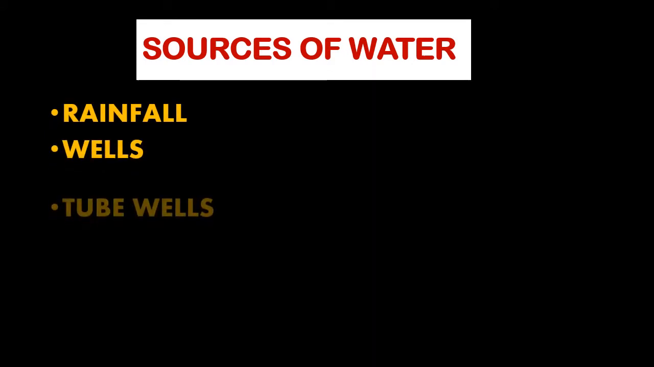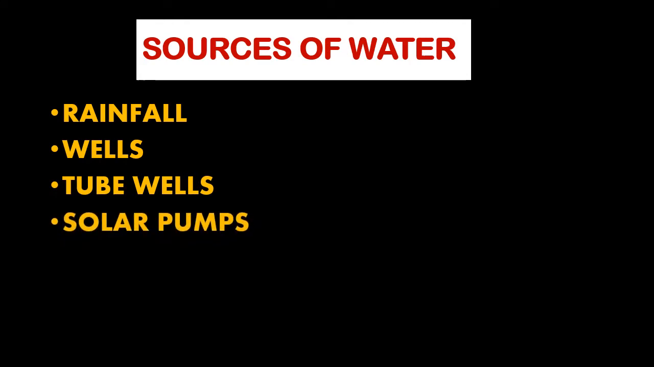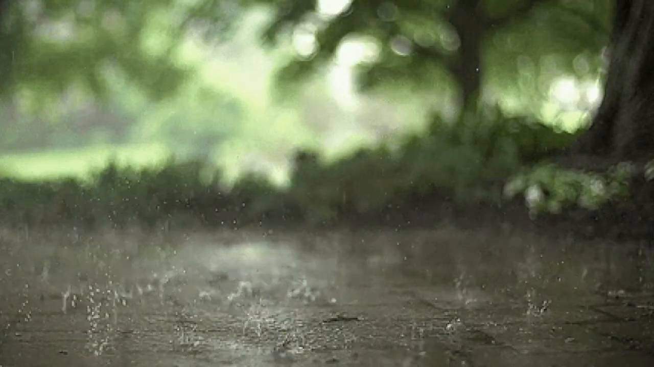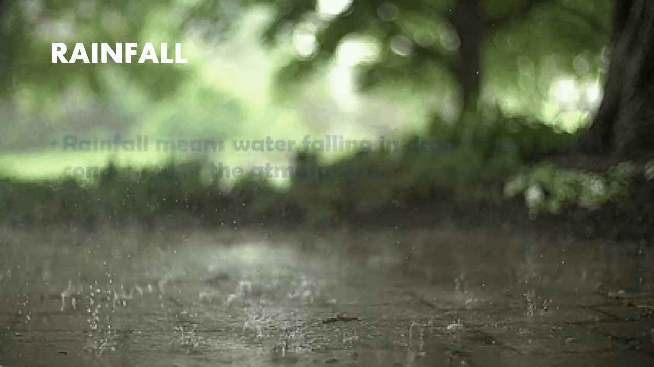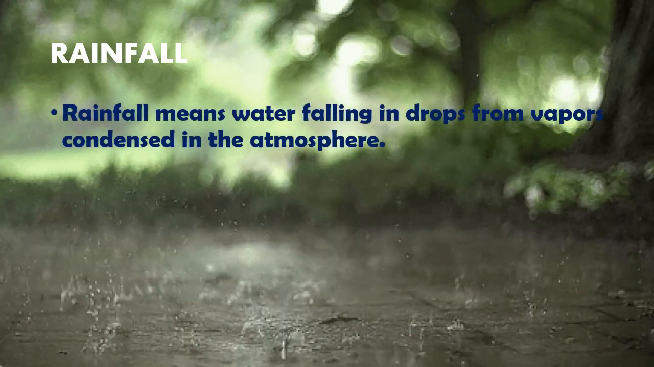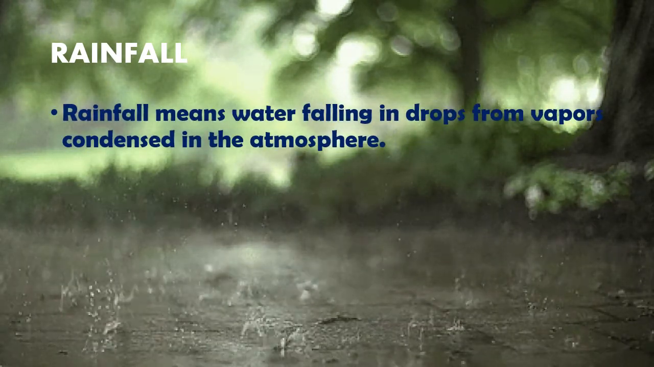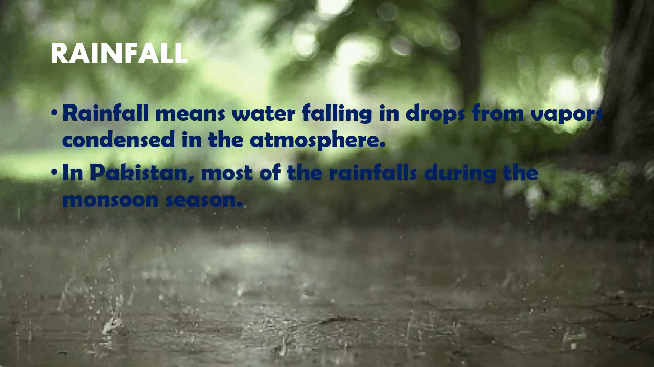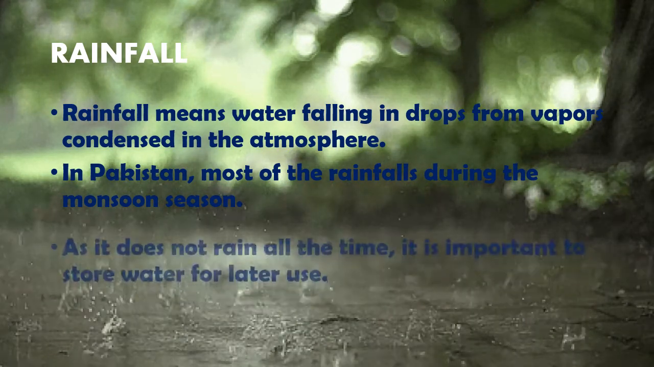Kids, can you tell me the main sources of water? The main sources of water include rainfall, wells, tube wells, solar pumps, dams and barrages. Rainfall. Rainfall means water falling in drops from vapors condensed in the atmosphere. In Pakistan, most of the rain falls during the monsoon season.